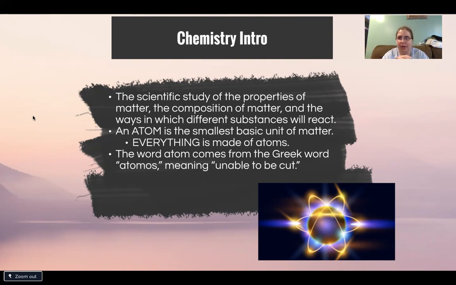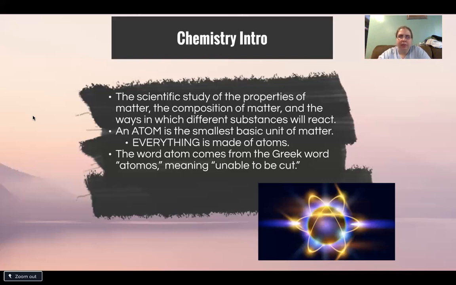Everything is made up of atoms. The only things that are not made up of atoms are not matter. So for instance, energy, heat and light and all that, that's pure energy. It is not made up of a tangible substance. It can affect matter, but it itself is not made of matter. Therefore, energy is not made up of atoms. But everything that is matter is made up of atoms.